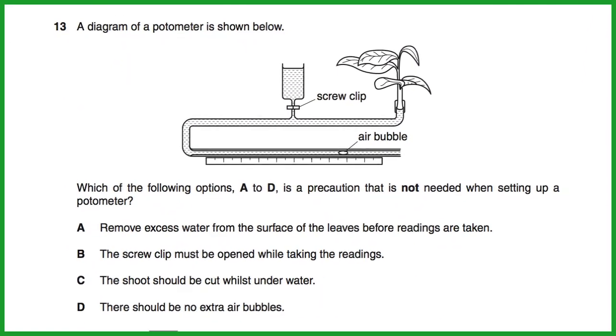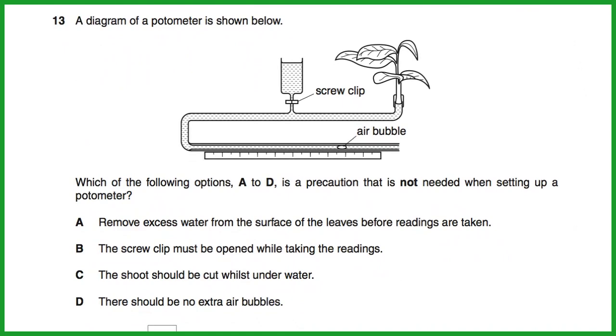So we've got a diagram of a potometer. A potometer measures the rate of water uptake into the stem of the plant, and it's used as an indicator of the rate of transpiration, which is the evaporation of water from the spongy mesophyll and the palisade mesophyll from the leaves, and that water is then replaced by water being drawn up the xylem in the cohesion tension theory.